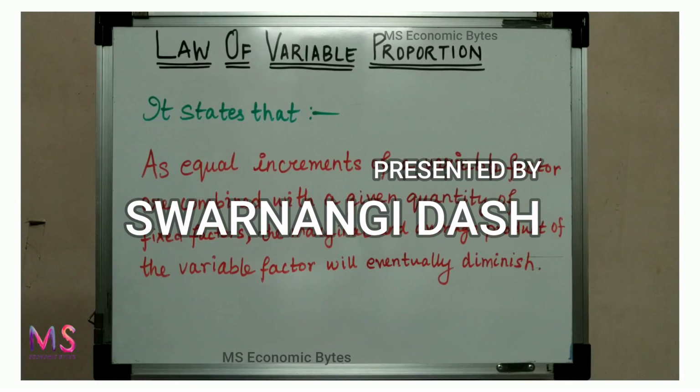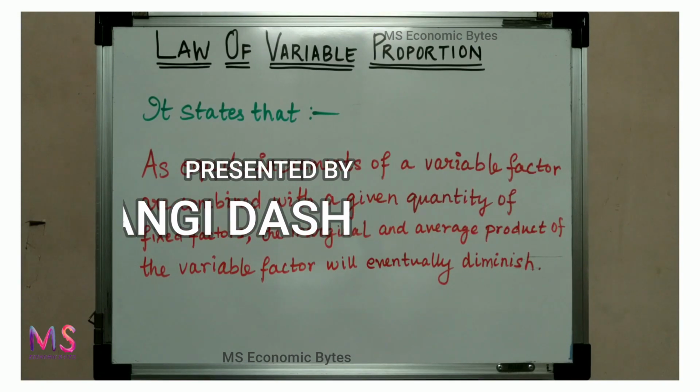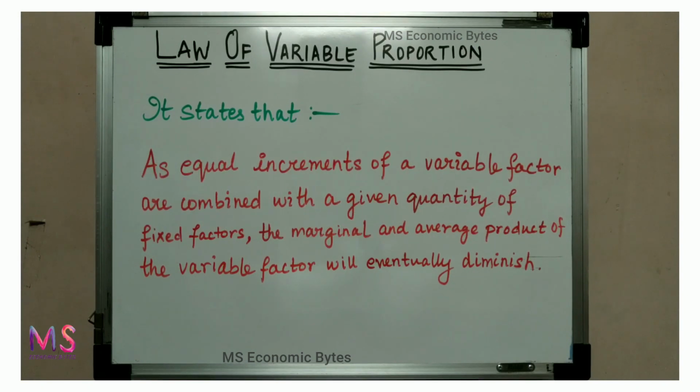Hello everyone. Today we are going to study about law of variable proportion. This law examines the production function in short run. Here we study the production process by keeping one factor variable and other factors fixed.